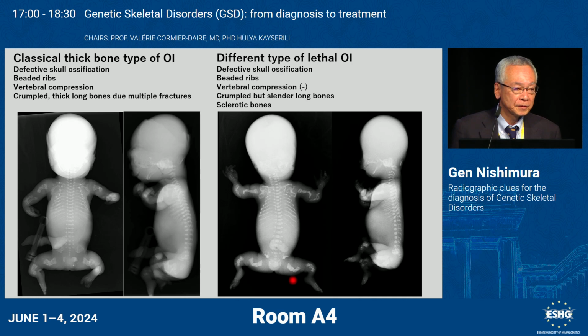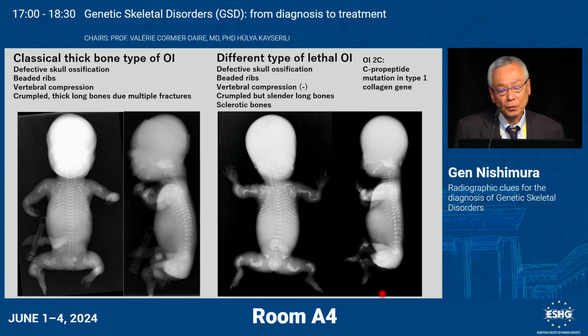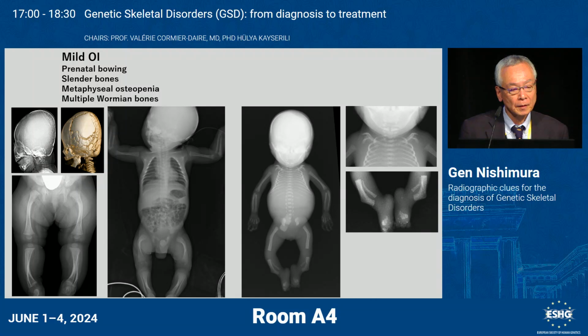So what do you think about the diagnosis for this case? This is a special type of OI, termed OI type 2C, as a result of C propeptide mutation in the type 1 collagen gene. Here's a mild OI. You can see prenatal bowing, slender long bones, metaphyseal osteopenia, and multiple Wormian bones. What about this one?